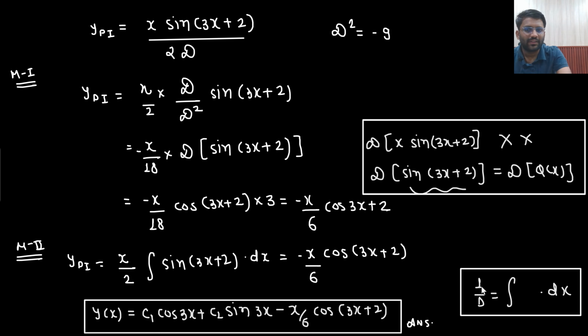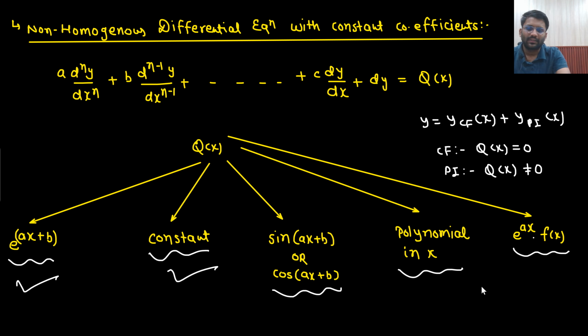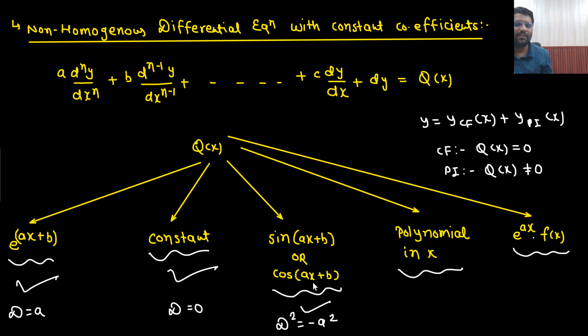Now how many patterns we have seen till this point? 3 patterns we have seen. This, and this. Here what you do? Sir, simply d equals to a. Here what you do? D equals to 0. Right? Here what you do is that you take this a outside and simply put d equals to a. And here what you do? So d square equals to minus a square. So 3 patterns we have seen.